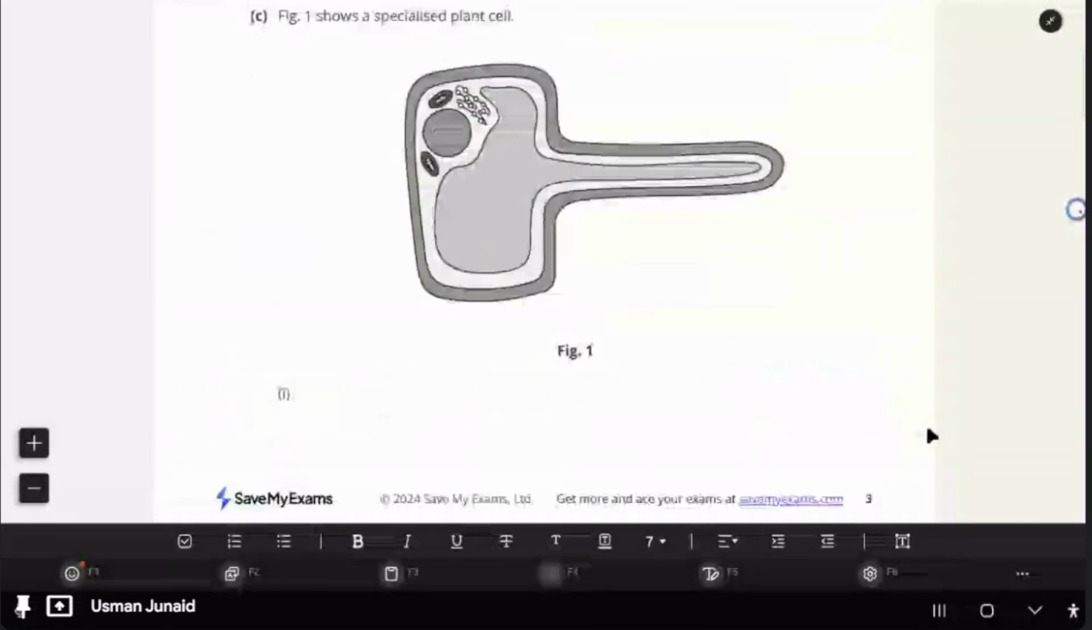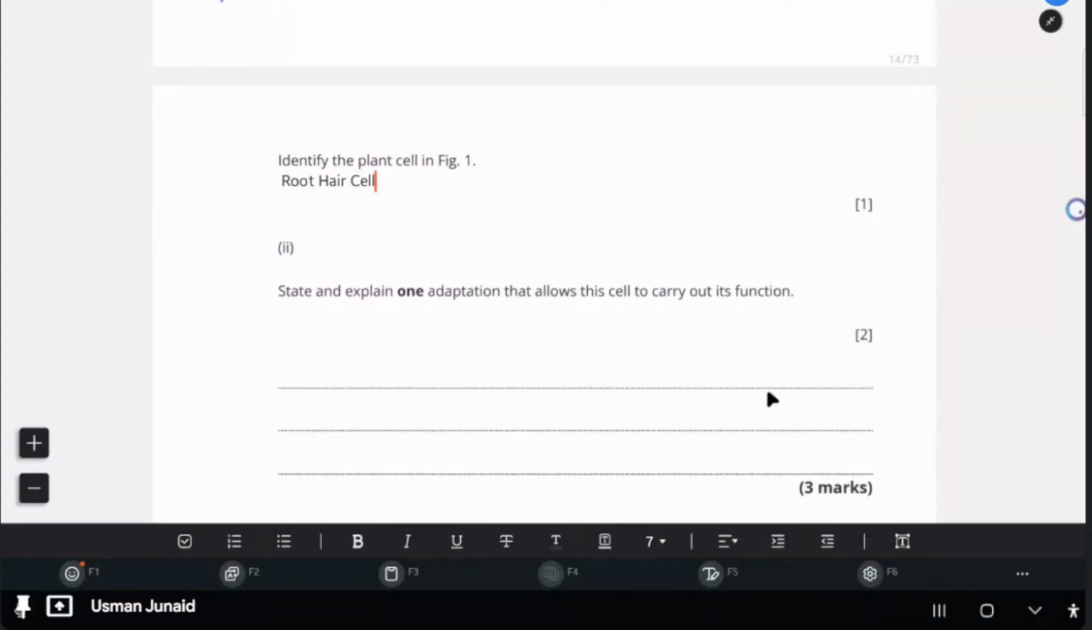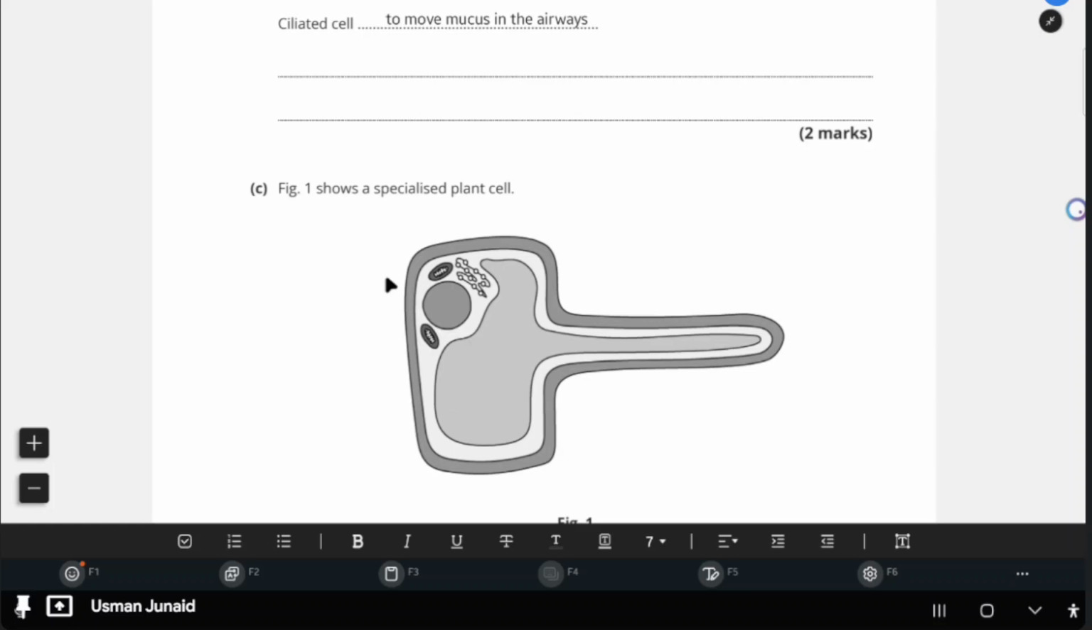Okay. This cell is your root hair cell. So, what does the root hair cell do? Do you remember? We learned this in the last class. What is the function of a root hair cell? Absorb water. Yes. So, what feature do you see that helps us absorb water?